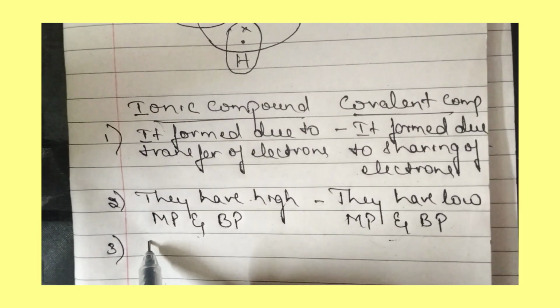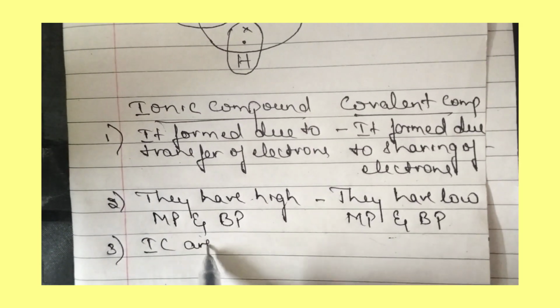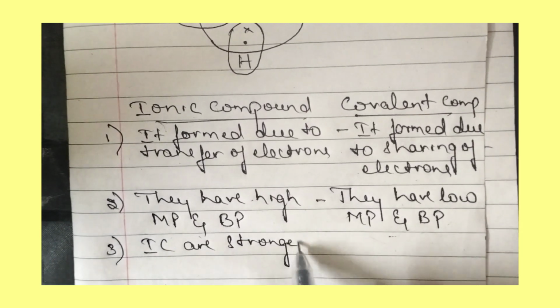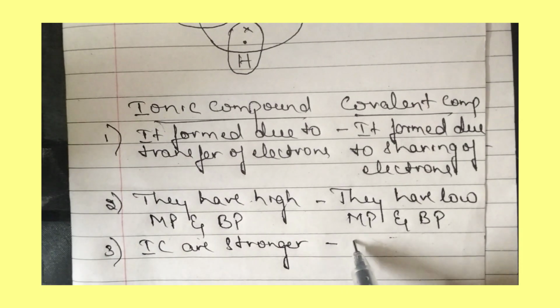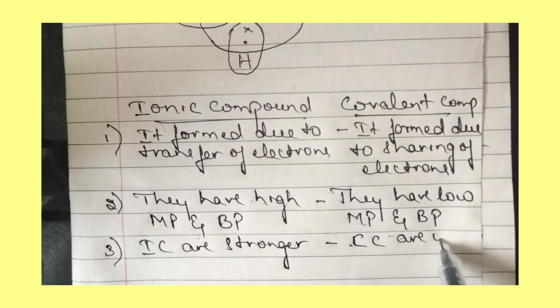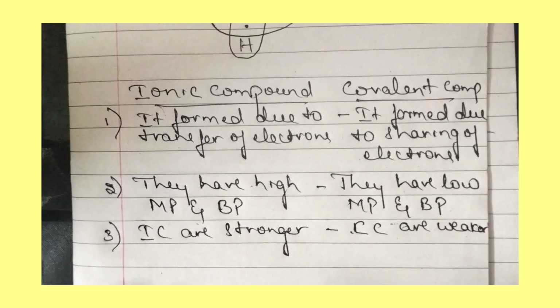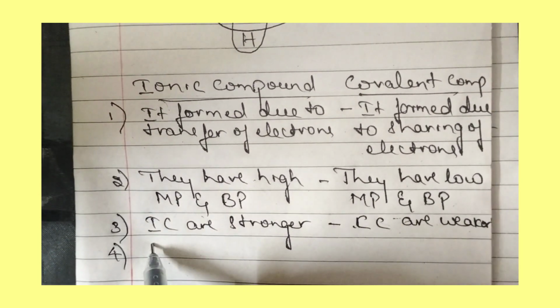Next, the third point is that ionic compounds are stronger, because between the ions there is a strong intermolecular force. So ionic compounds are stronger, covalent compounds are weaker. This is the third difference between ionic compound and covalent compound.